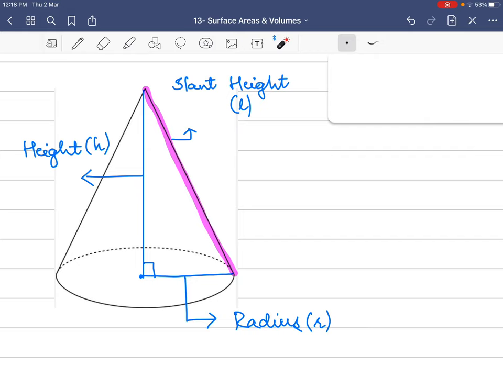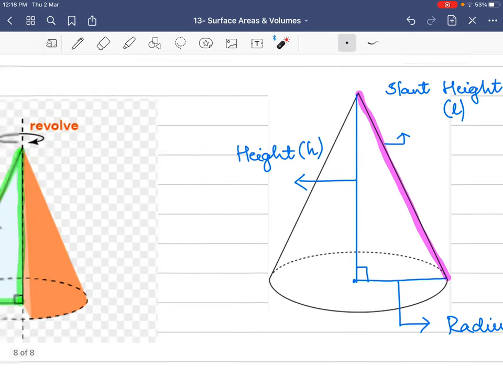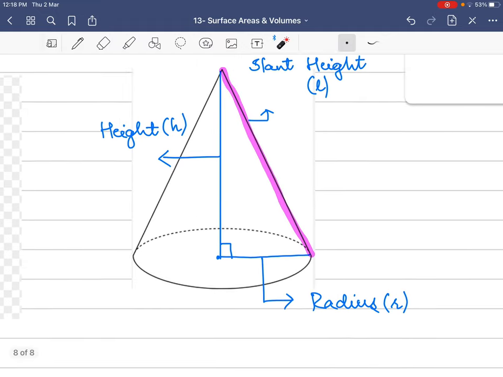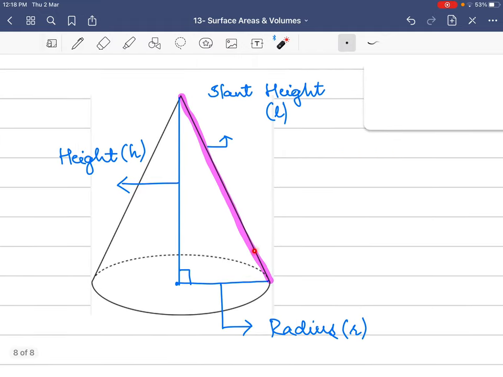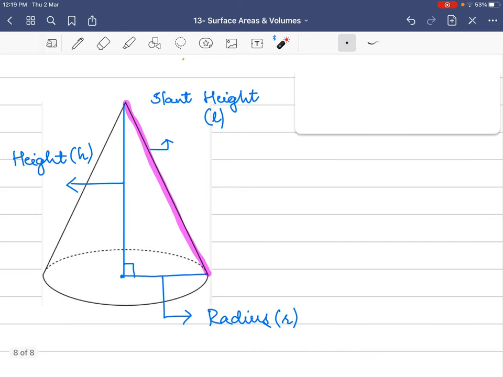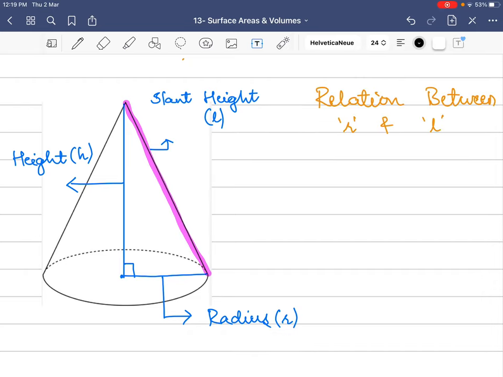So if you focus on this right angle triangle, or even if you come to this figure, the slant height is nothing but the hypotenuse of the right angle triangle. Very important. So this slant height is nothing but the hypotenuse of this right angle triangle. So these are the three parameters h, l, and r of any right circular cone. Now there is a relationship between these three parameters. So we want to see the relationship between r and l, and even h will also come into the picture. The relationship is very simple and straightforward.